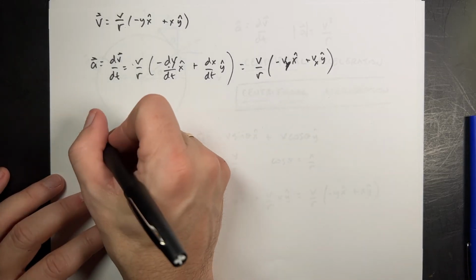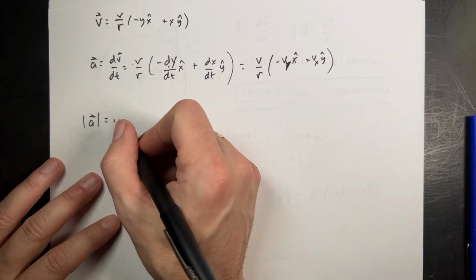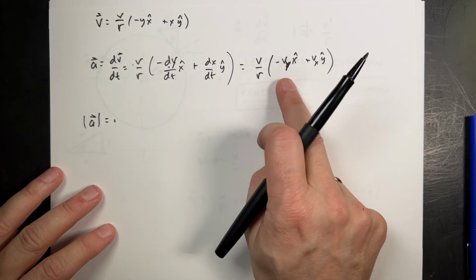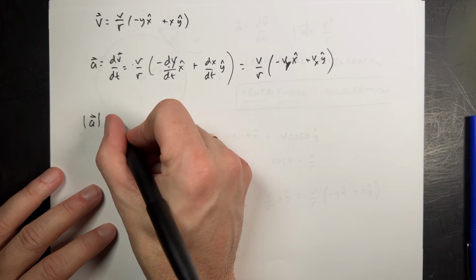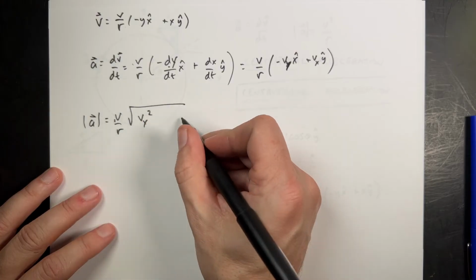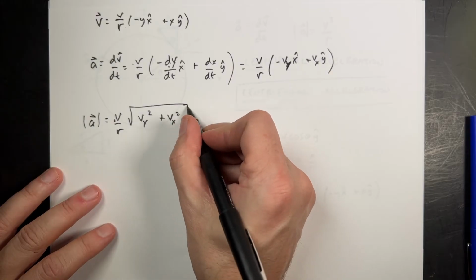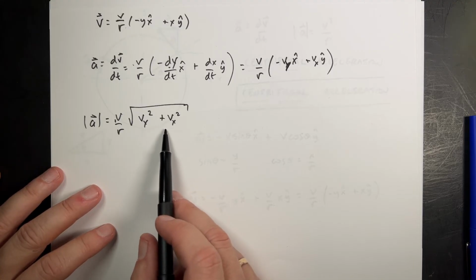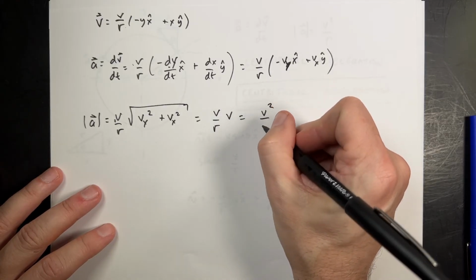But I want to find the magnitude of this vector. I could break this into two pieces, but I'll do it all at one time. I can factor out v over r, because that's just a scalar anyway. So all I need to do is find the magnitude of this part. This is going to be v over r times the square root of vy squared plus vx squared. But you see right here, I have vy squared plus vx squared square rooted. That's just the magnitude of the velocity v. So this is going to be v over r times v, or v squared over r.